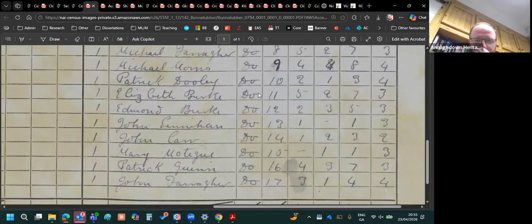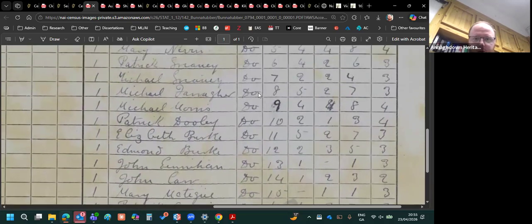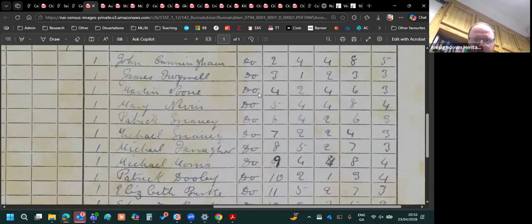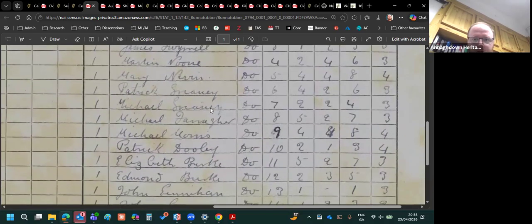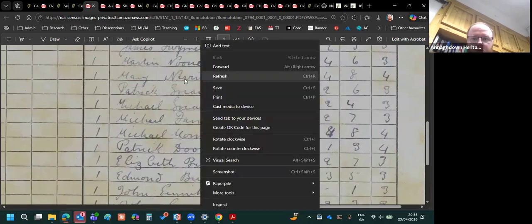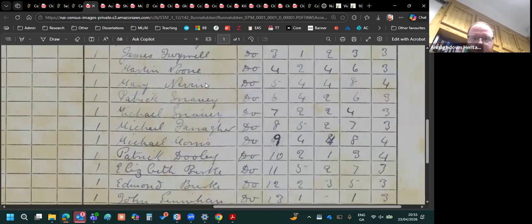Tends to be over in the- Yeah. So I don't know. This is Bunatubber. I don't know if the order here indicates. Oh yes, okay. That's the house. I think.